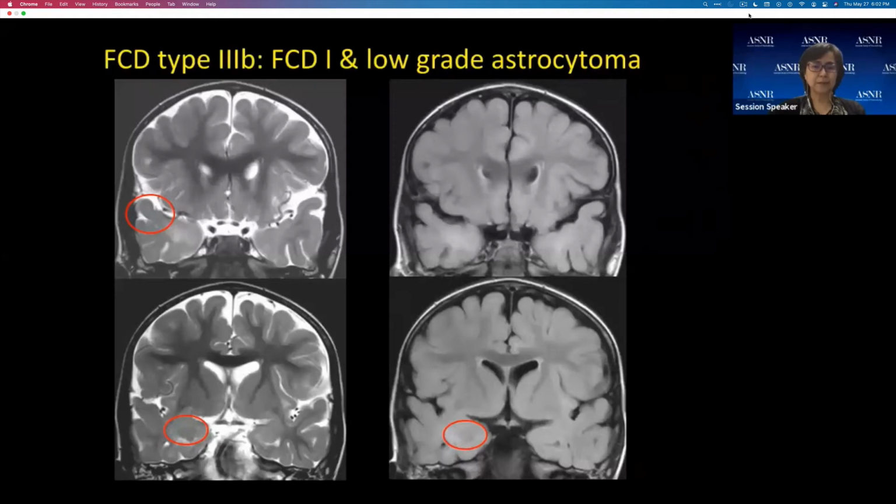Moving on to FCD type 3. In this particular example, there is a low-grade tumor in the right amygdala. If you look carefully at the superior temporal gyrus, there is mild increased T2 signal in the right superior temporal gyrus white matter. Histology shows FCD type 1 in the superior temporal gyrus. Hence, this is FCD type 3.